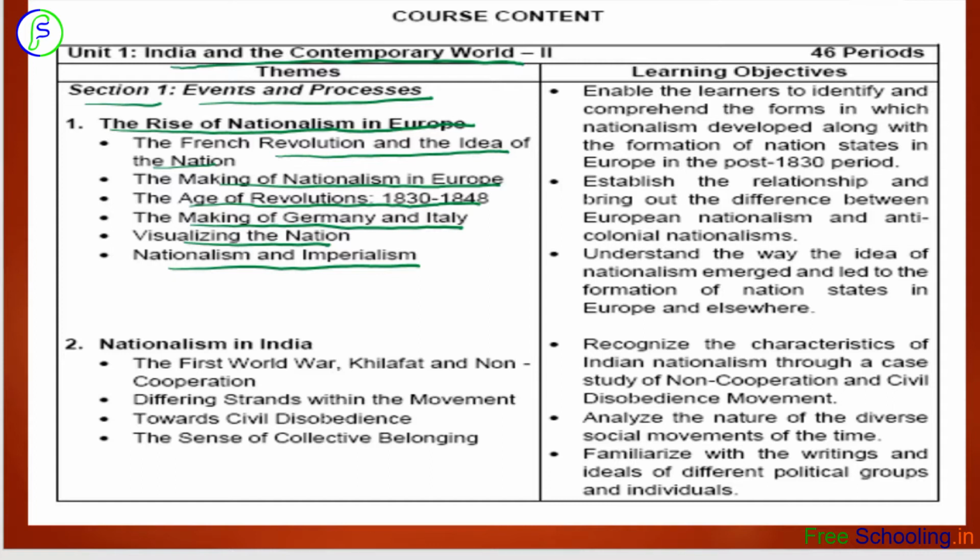Now let's see chapter 2, that is nationalism in India. So the topics that we are going to cover in this one are the First World War, Khilafat and non-cooperation, differing strands within the movement, towards civil disobedience, the sense of collective belonging. Okay, so these are all the topics that are coming in chapter 2, that is your nationalism in India.